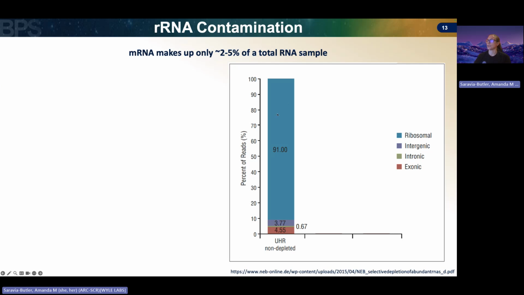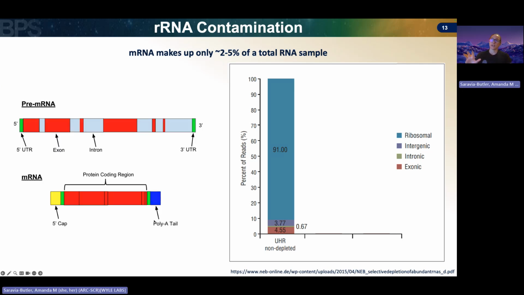And so here we're just looking at a graph that I got from NEB that's showing an RNA sample. This is a human reference. It's looking like roughly 91% of the RNA that was isolated here is ribosomal RNA, leaving less than 10% for the RNA that might be interesting to us. And just as a reminder, before I get into the different ways to remove ribosomal RNA, for those of you unfamiliar with RNA or who need a refresher, when we make RNA that we ultimately want to translate into protein, it is called messenger RNA.